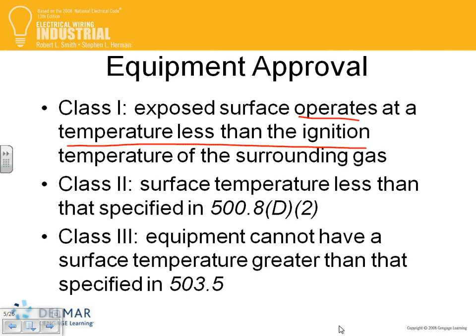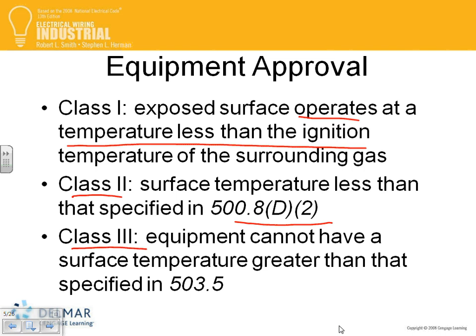So if the ignition temperature of the gas, guys, is say, let's say 40 Fahrenheit, you don't want the temperature of this piece of equipment to be higher than 40. You want it less than 40 so it doesn't ignite. In class 2 and 3 locations, they have tables that have the temperature.